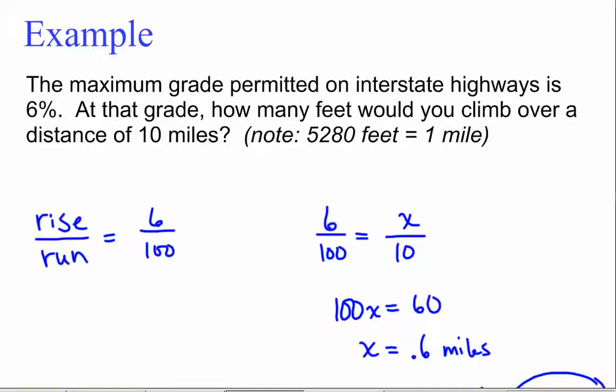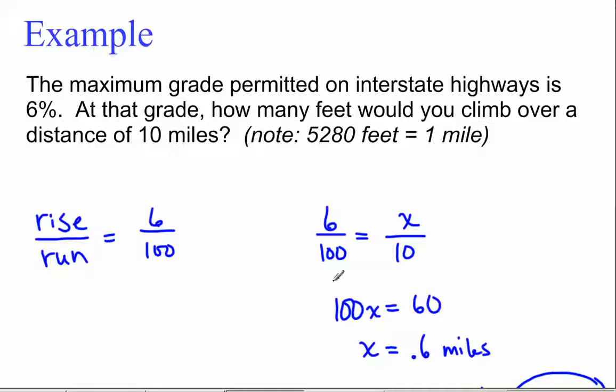What if we know that the maximum grade permitted on a highway is 6%? At that, how many feet would we be climbing over a distance of 10 miles? All right, well, we can convert to feet at the last step. We can work with the 10 because it's a nicer number at this moment. All right, so what I know is rise over run, my grade is 6 over 100, 6 per 100, 6%.